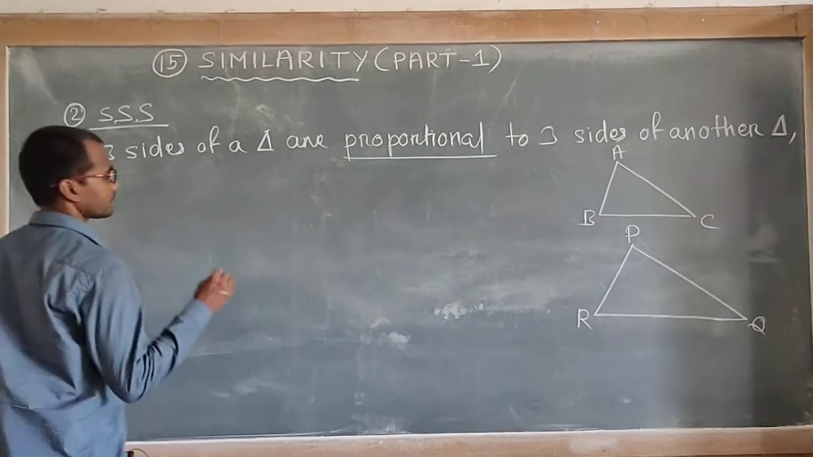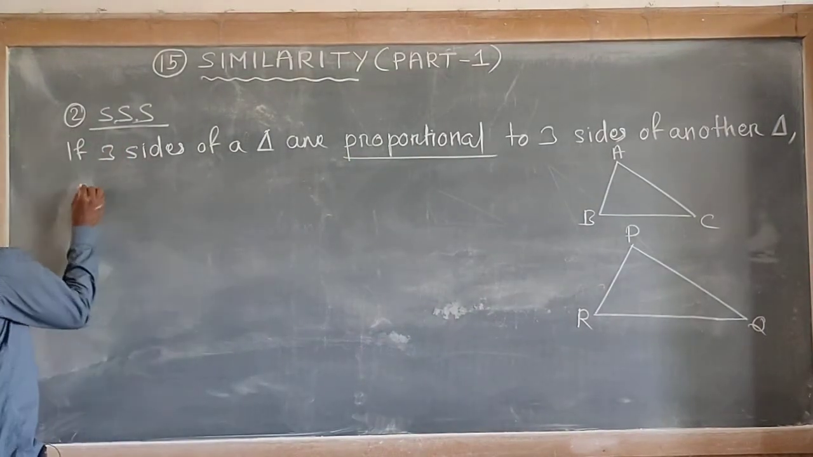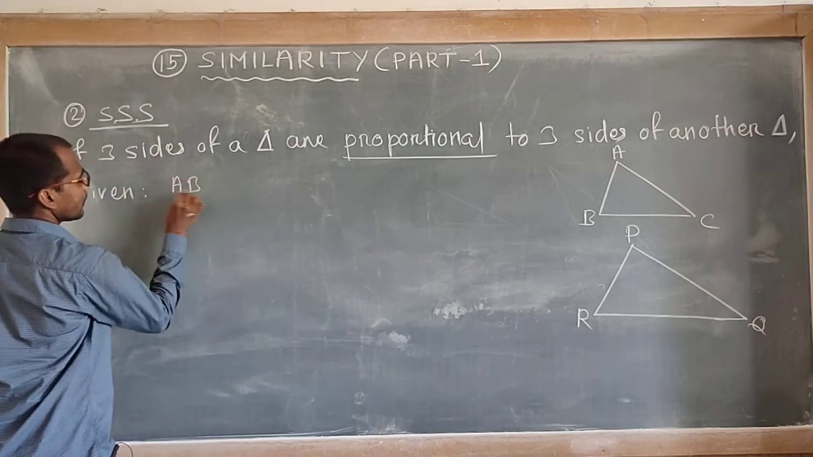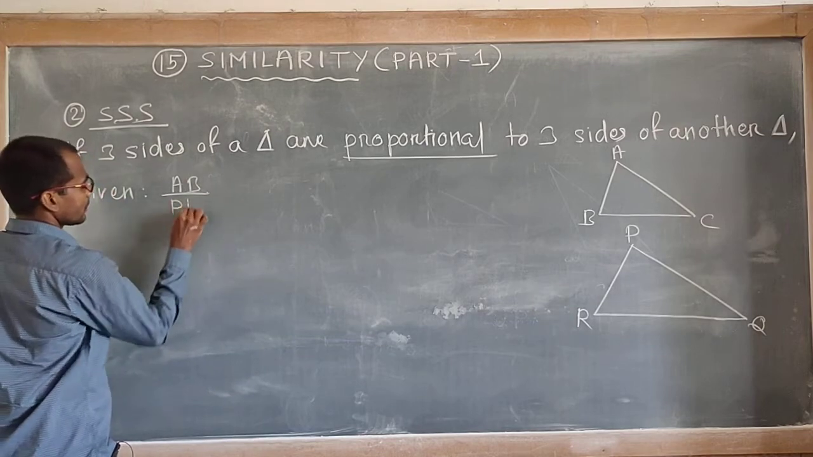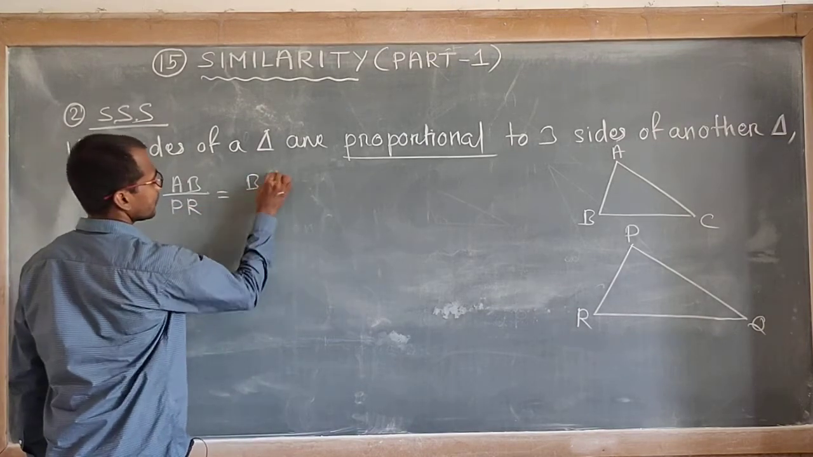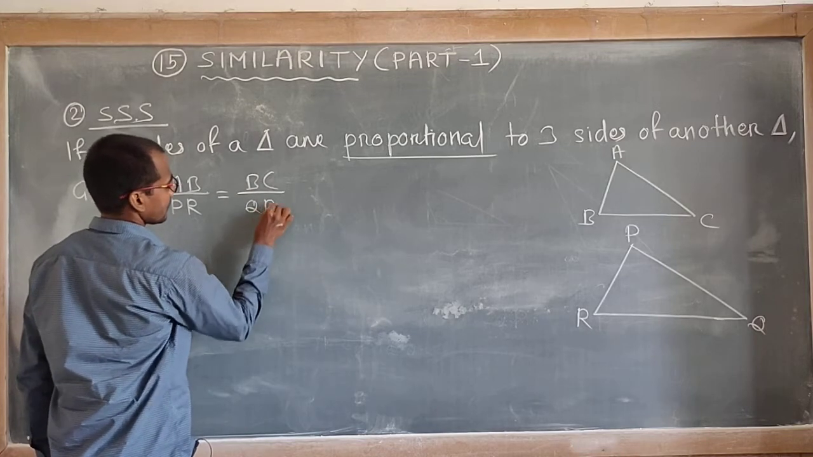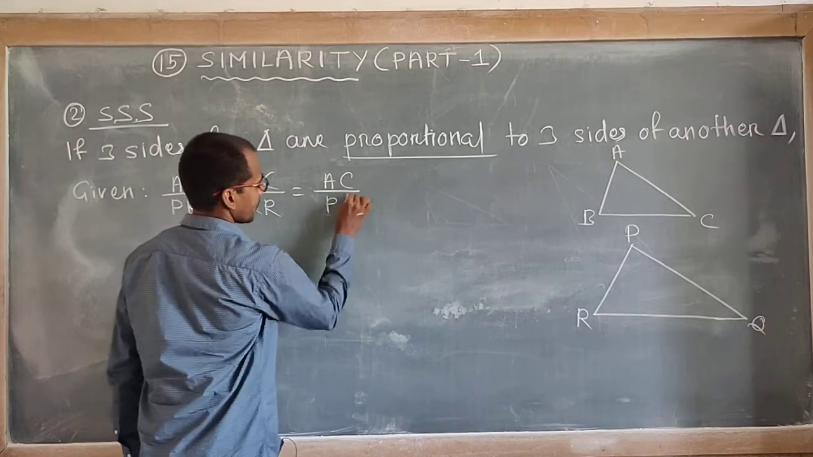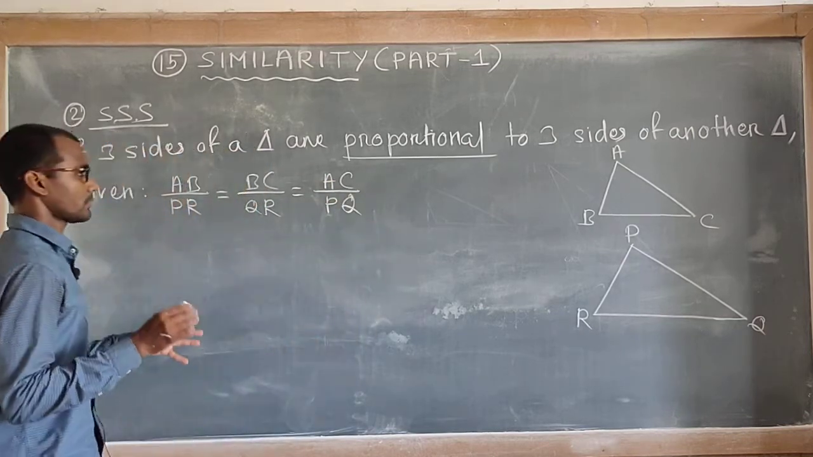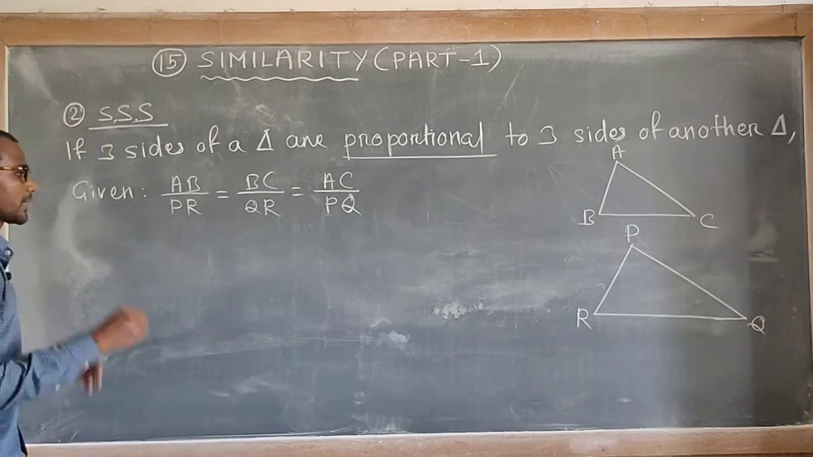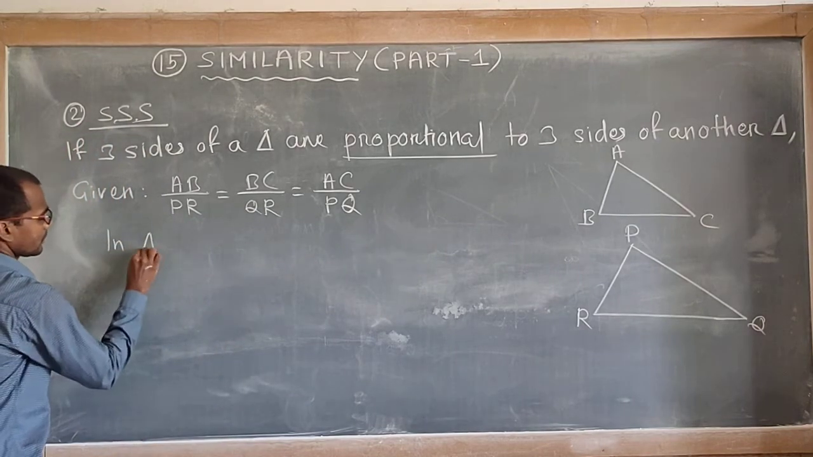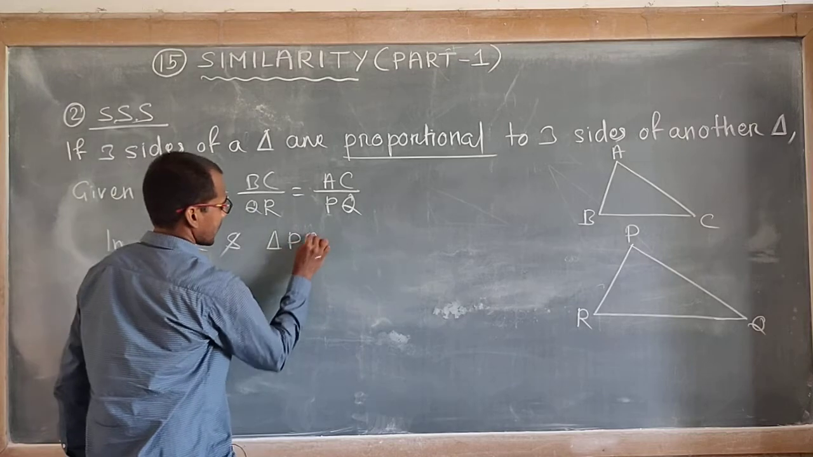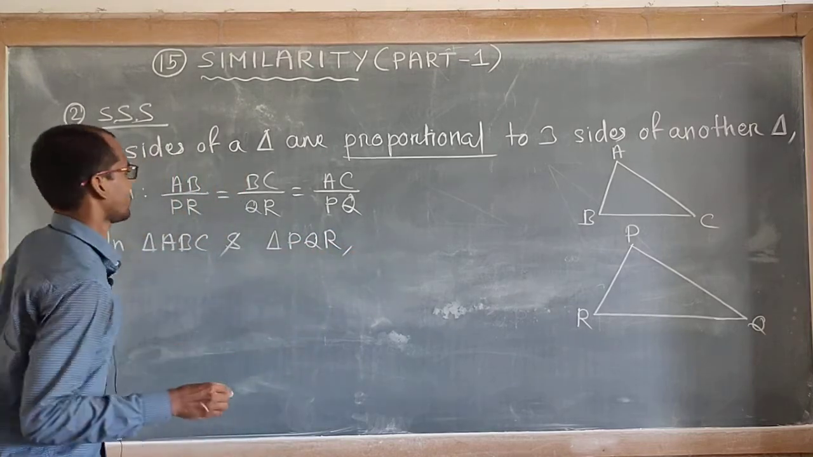Suppose it is given AB by PR is equal to BC by QR is equal to AC by PQ. This is given. So we can say these two triangles are similar. So how to write this? In triangle ABC and triangle PQR, just write this.